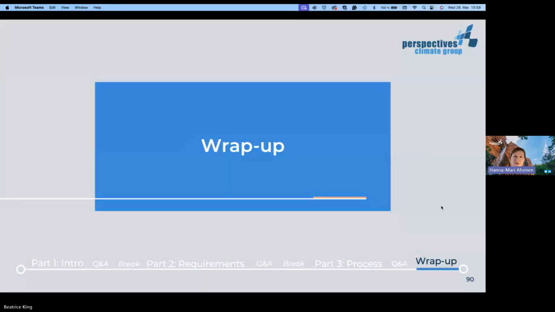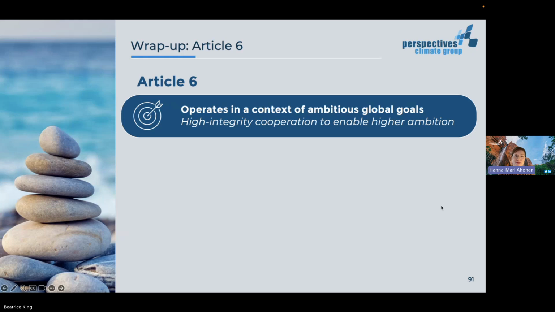So how to wrap this up after 3 hours? Well, first of all, remember, Article 6 operates in the context of really ambitious global goals. This didn't happen before. Until 2021 onwards, we really did not have a global goal for net zero. Now we have that ambition in the background, and all the mechanisms work towards it. Before, it was just if you do something extra, you get credits. But now we actually have a global goal we need to meet.